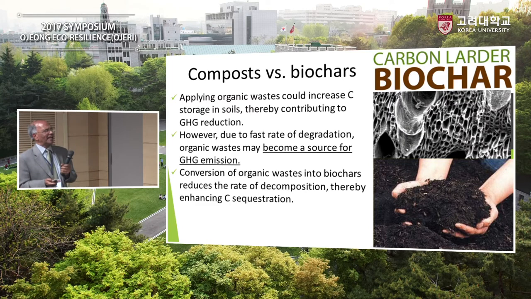Applying organic waste could increase carbon storage in soil, thereby reducing greenhouse gas emission. However, this organic waste can break down very fast, so it can release carbon instead of storing carbon. That's why we want to convert it into biochar. When you convert it into biochar and put it into the soil, the carbon will remain for a long time. That's the objective of making manure into biochar.